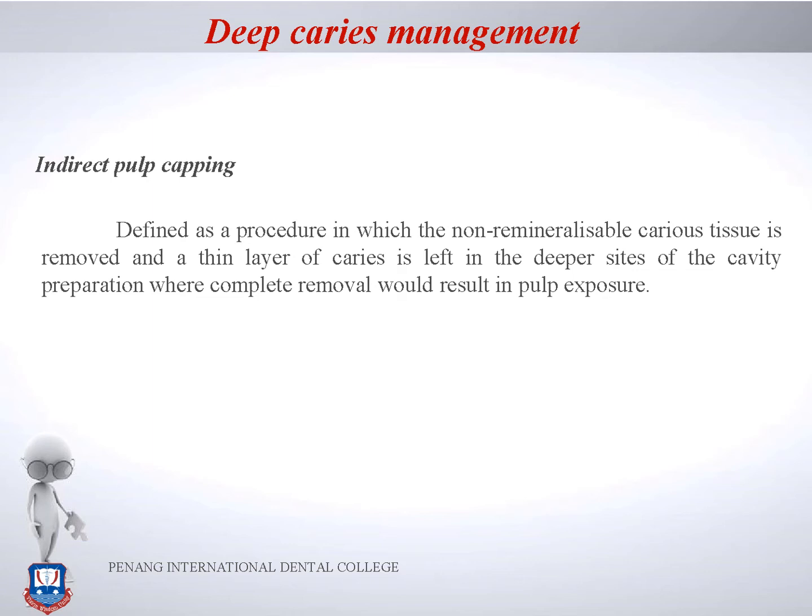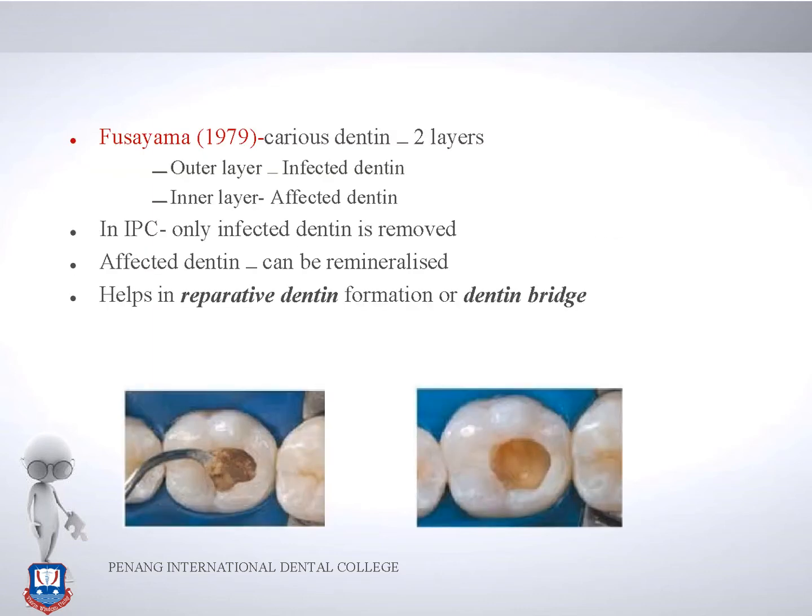So the treatment will become more complicated, more expensive for the patient, and the prognosis will also reduce as soon as you touch the pulp. So indirect pulp capping is very useful there. In indirect pulp capping, you remove the infected dentine and you leave behind the affected dentine. This we have already seen in the restorative dentistry lecture.